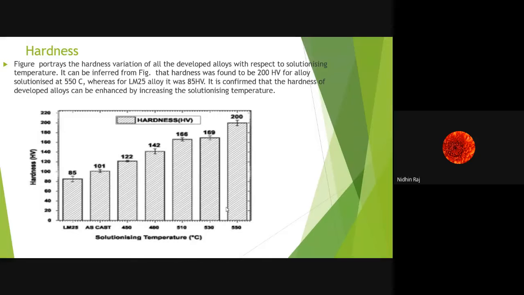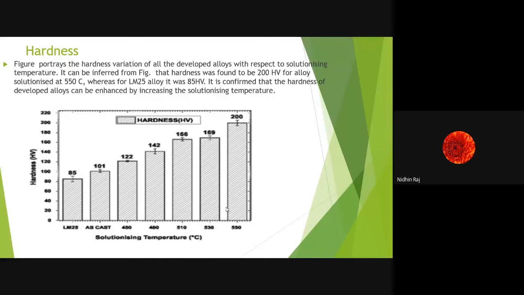Here, this figure portrays the hardness variation of the developed alloys with respect to solutionizing temperature. It can be inferred from this figure that hardness was found to be 200 HV for the alloy solutionized at 550 degrees, whereas for LM25 alloy it was 85 HV. Now, the improvement in hardness is because of the Al3Ni hard phase formation. Al3Ni is the intermediate phase that is forming here.